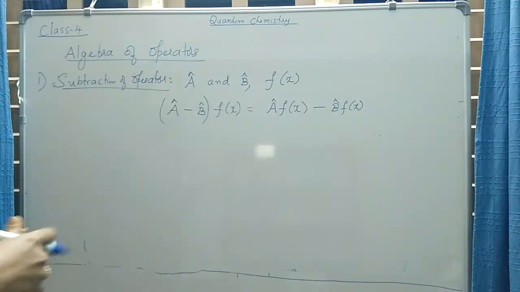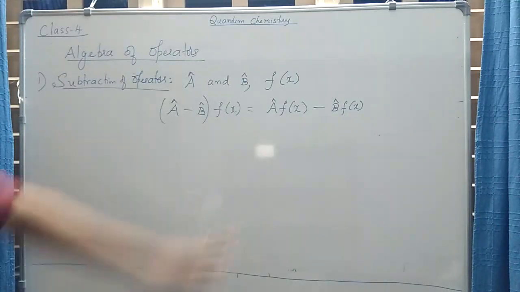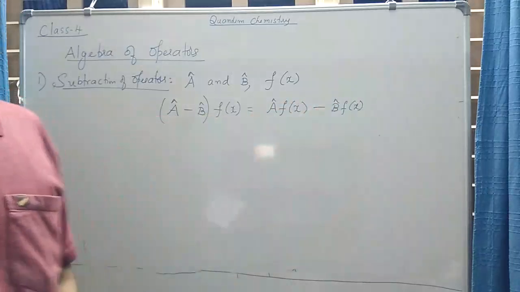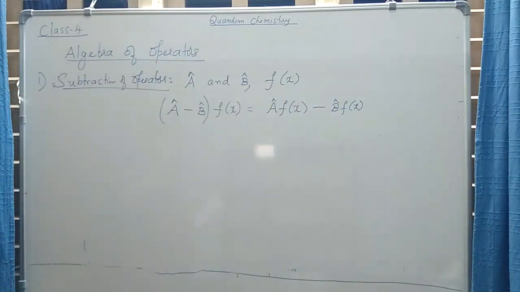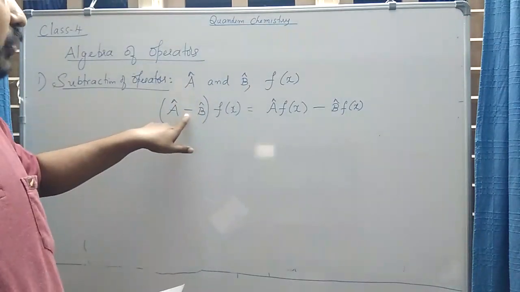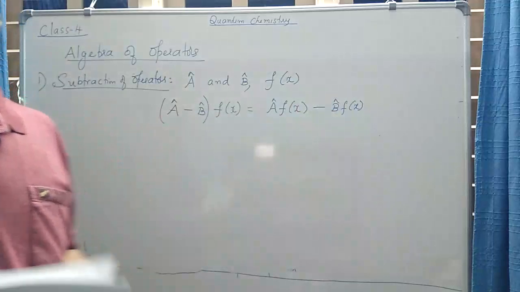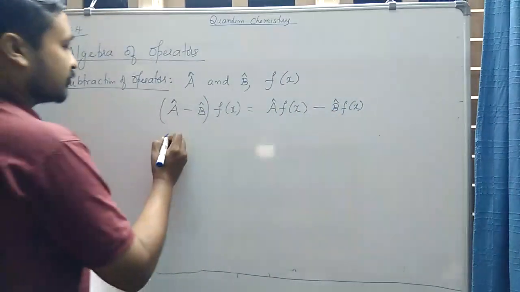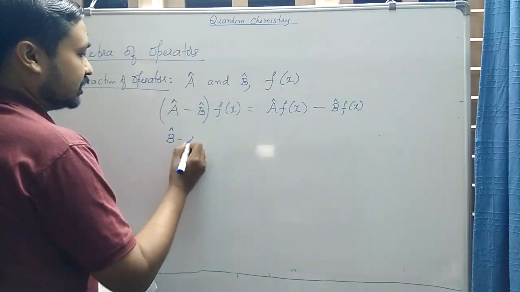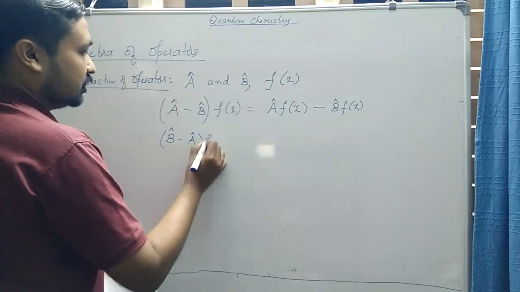So (A minus B) of f of x is equal to A of f of x minus B of f of x. This rule mathematically is very much similar to the rule of addition. The only difference is that instead of plus you have minus here. On the other hand, what is (B minus A) of f of x?